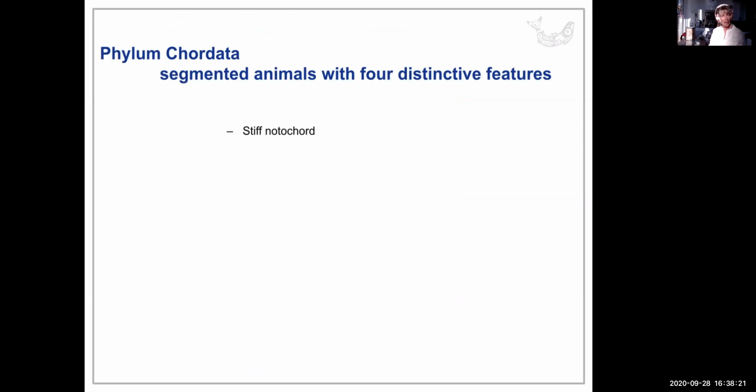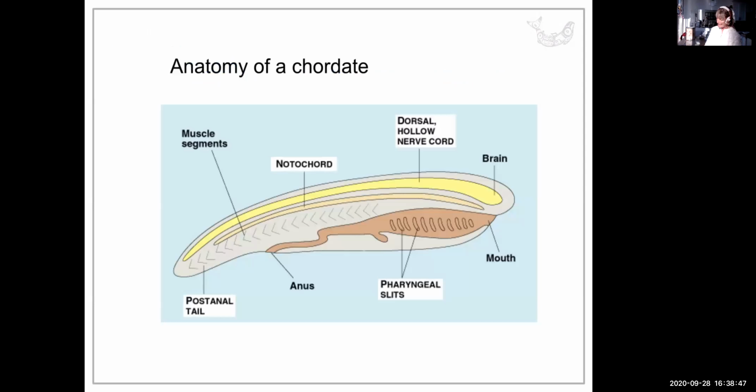They're segmented animals with 4 very distinctive features: a stiff notochord, a dorsal hollow nerve cord, pharyngeal slits that are behind the mouth, and a muscular post-anal tail. So this is the anatomy of a chordate. This is sort of just a generalized form.